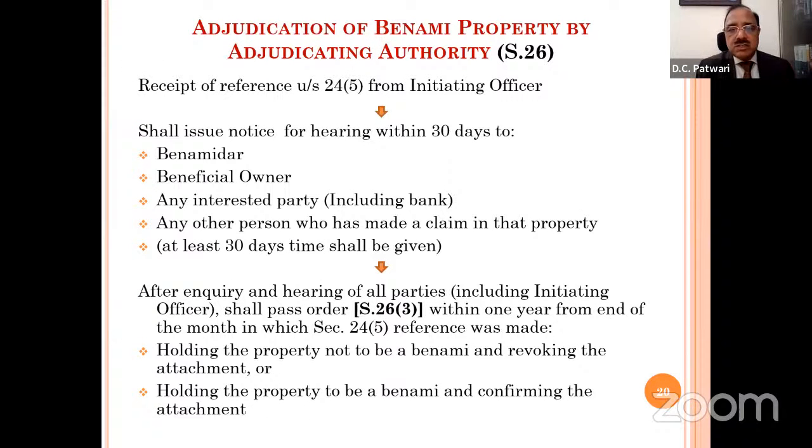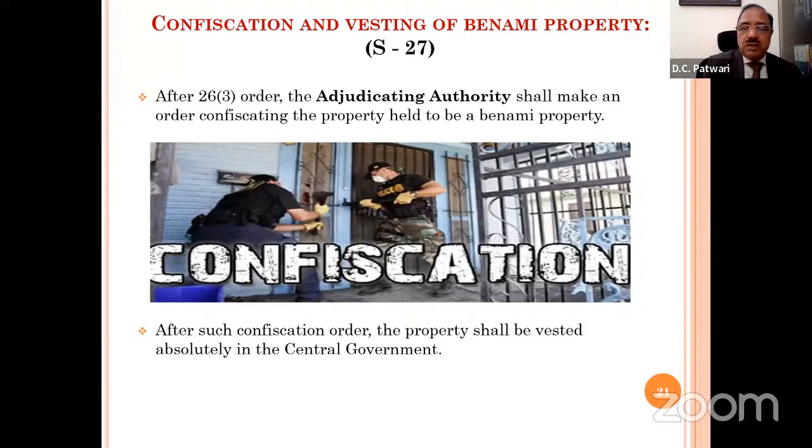Then once he passes the order and it goes to the adjudicating authority, the adjudicating authority passes an order within a year, and within 30 days he has to give notice to the Benamidar, beneficial owner, interested parties and any other person who claims that property. So all these proceedings are there before the adjudicating authority. Here, the adjudicating authority can either confirm the attachment or revoke the attachment.